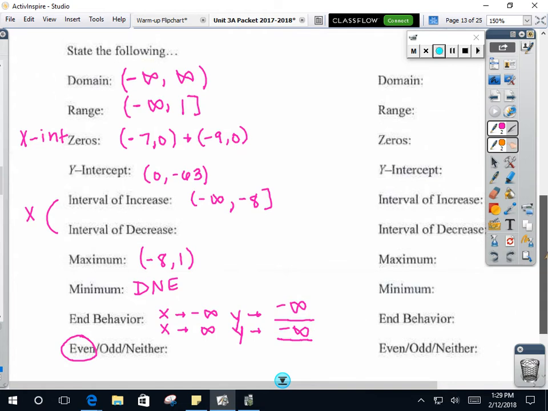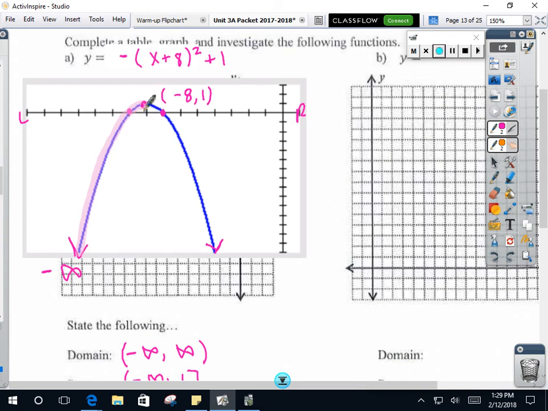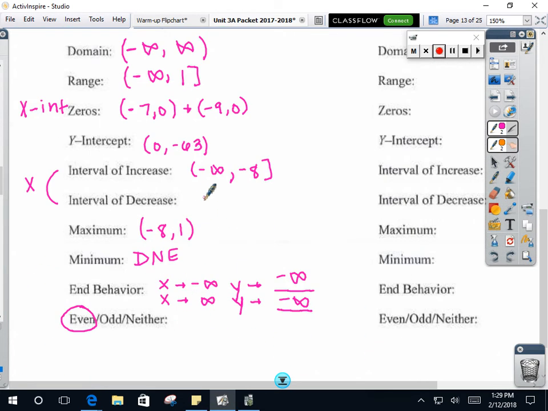Now, if that's where it stops increasing, doesn't that mean it starts decreasing at negative 8 and continues increasing forever to the right, which would be positive infinity? So it increases from negative 8 to positive infinity. No, it's not too hard.